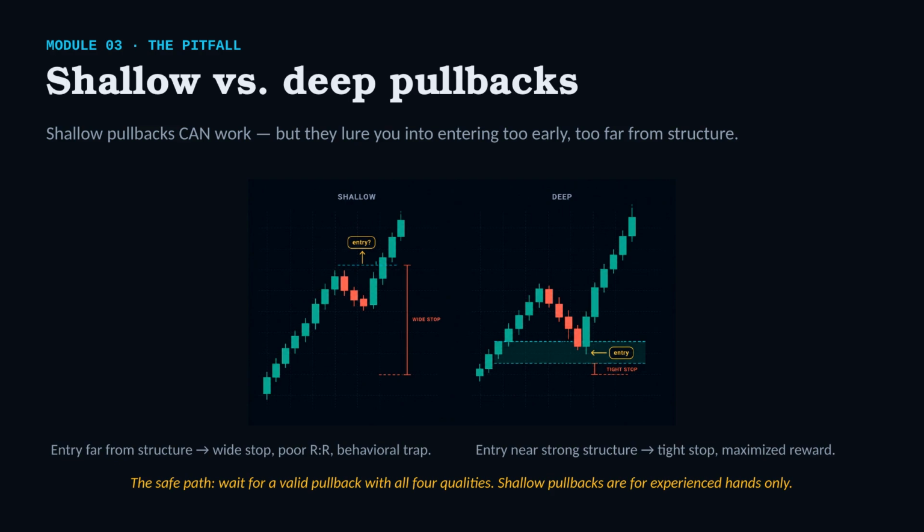Here is the honest part. You will absolutely see shallow pullbacks work. Frequently, but that is exactly what makes them dangerous, because it trains you to enter too early and too far from structure. The safest approach is to wait for a valid pullback with all 4 qualities and trade only those. You can get away with shallow pullbacks if you are simultaneously tracking major and minor flows with a lot of care. That is an experienced trader's game, not a beginner's.